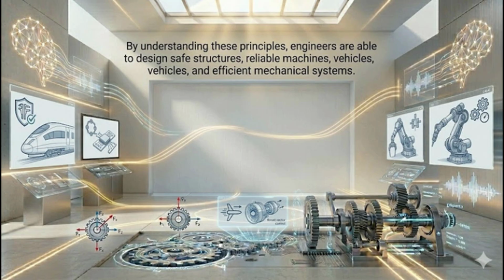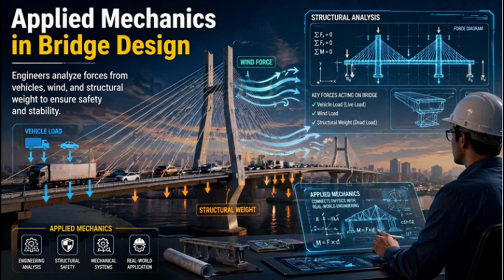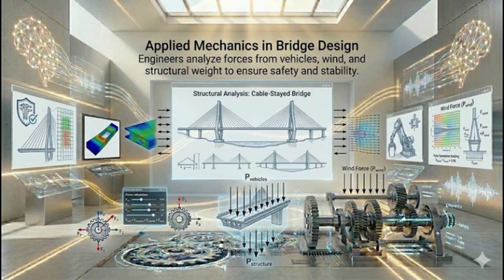For example, before building a bridge, engineers calculate the forces produced by vehicles, wind, and the weight of the bridge itself to ensure it remains stable and safe. In this way, applied mechanics connects scientific laws of physics with real-world engineering applications.